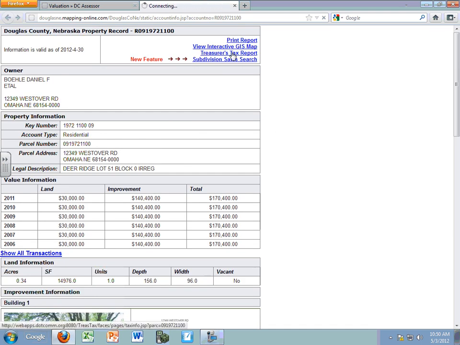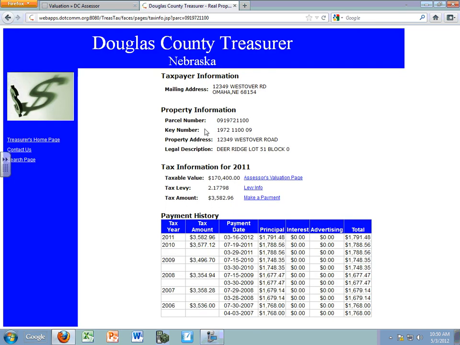Treasurer's tax report here again. I'll just take a second. And it's taking its sweet old time. What we're trying to do here is compare something that's in downtown to something that's way out on the west side. And notice that these are identical. The tax levy information, 2.18.